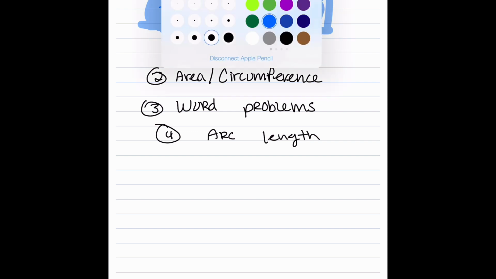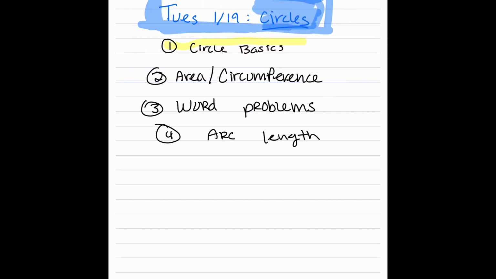I'm going to first cover some circle basics, so just going over some key components of a circle. And then I'm going to move over to the area and the circumference of a circle. From there, we'll go to word problems, and then we'll end up at arc length. And this follows the order of the PowerPoint that we did in class. So in class, the last thing we did was arc length. First thing we did was this.